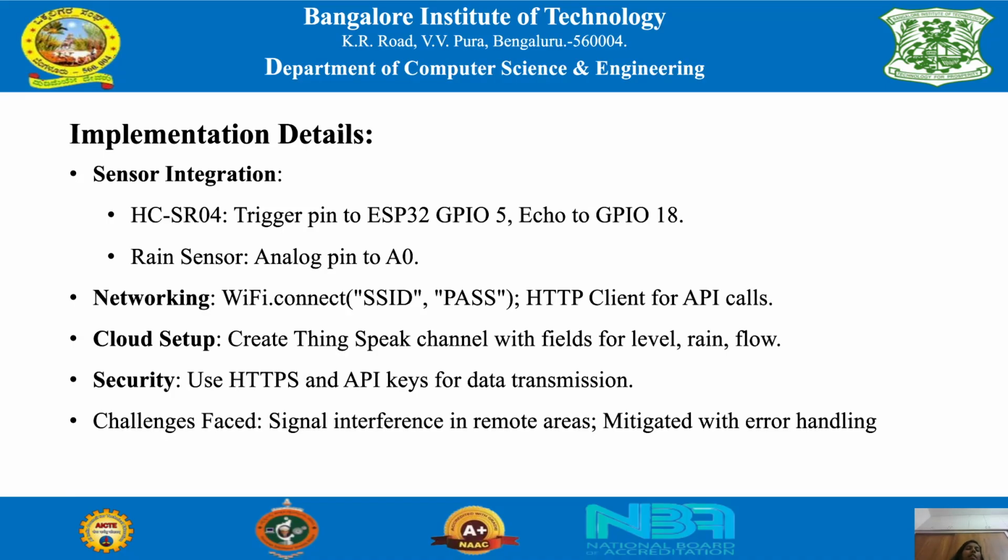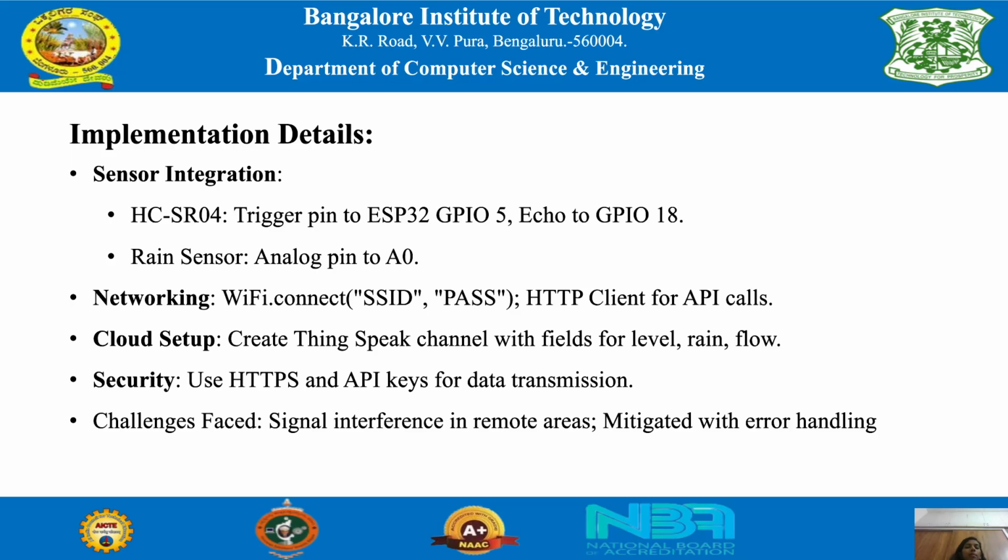So, implementation details. Sensor integration is done through the HC-SR04 trigger pin to ESP32 using GPIO5, echo to GPIO18. The rain sensor analog pin to AO. Networking: Wi-Fi connect with SSID and password. HTTP client for API calls. Cloud setup: create a ThingSpeak channel with fields for level, rain, flow, etc. Security: use HTTPS and API keys for data transmission.